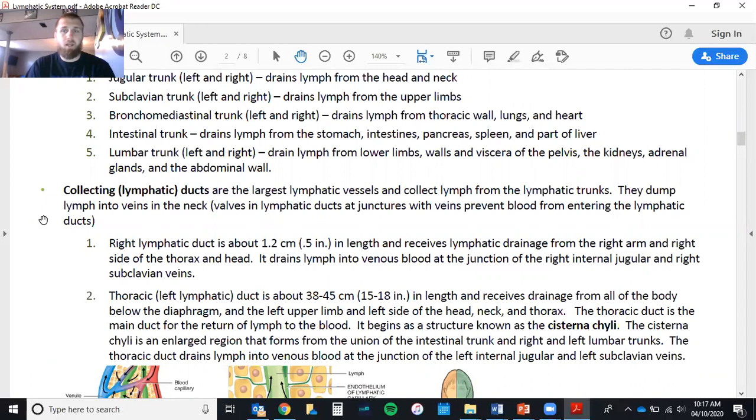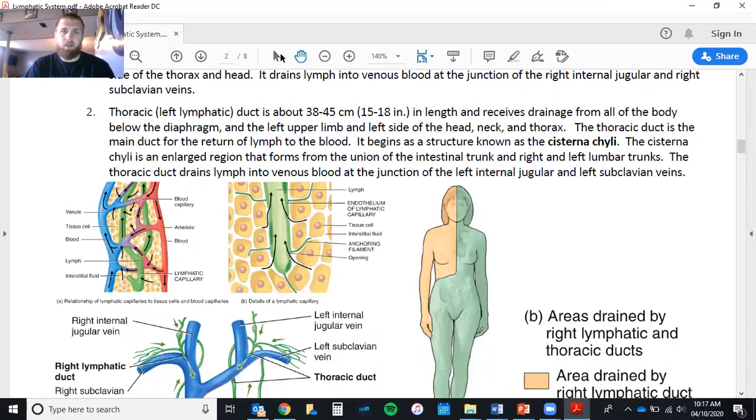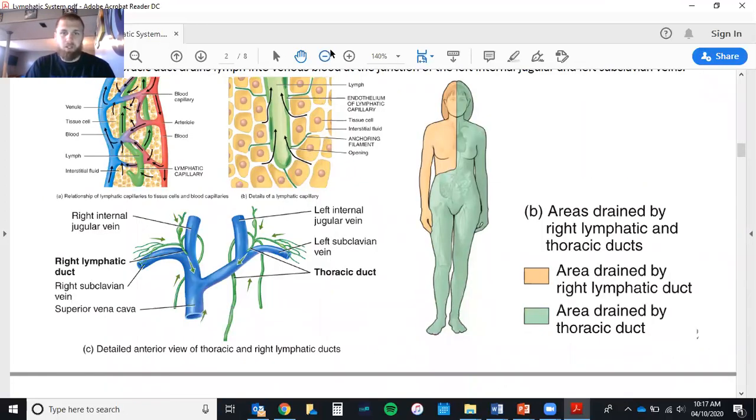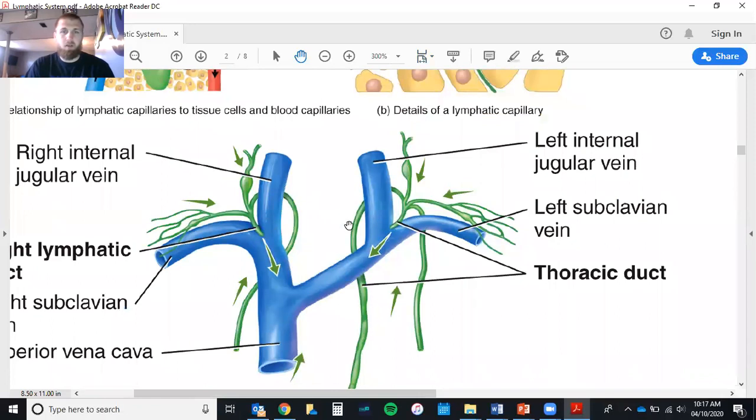And they meet at a vein in our neck, both on the left and right sides. And there's a valve that's located right there that prevents blood from entering lymphatic vessels or back into these lymphatic ducts. Okay. This illustration shows their location where they dump that lymph back into our bloodstream.